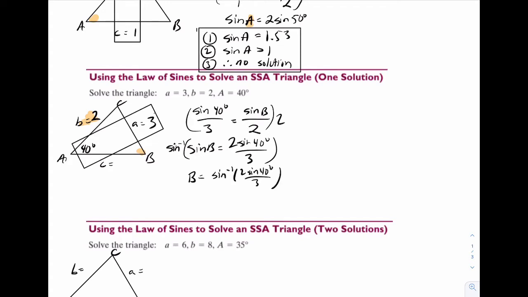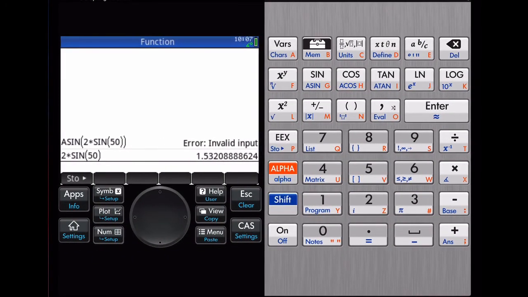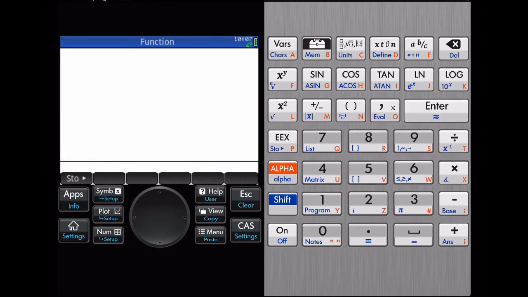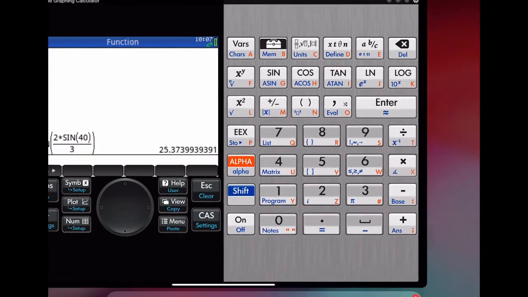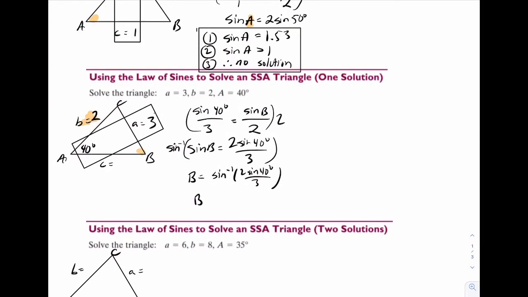Now on your calculator, I'm going to show you this part because I want to make sure you guys can do it. Make sure you type it in exactly as it showed. So arc sine, put your fraction right there, and then 2 sine 40 over 3. And we're going to round to the nearest tenth for this, 25.4. So B equals 25.4. Okay, now unfortunately, we can't stop there. You're probably thinking, what else is there to do? We found the answer. And that's partially true.